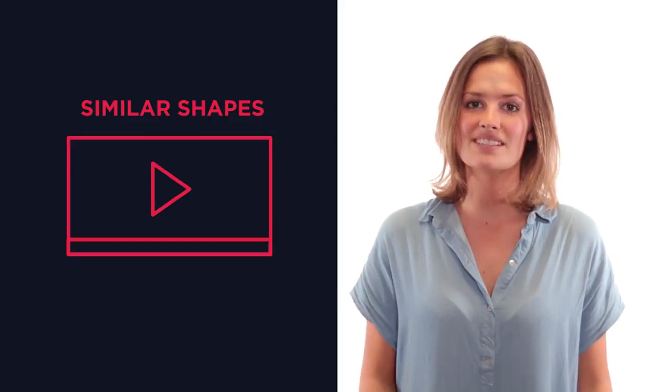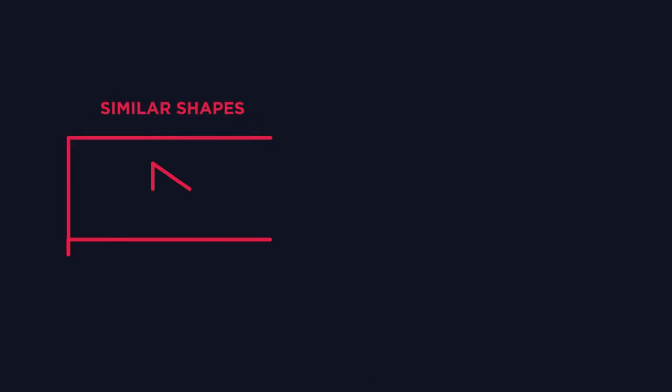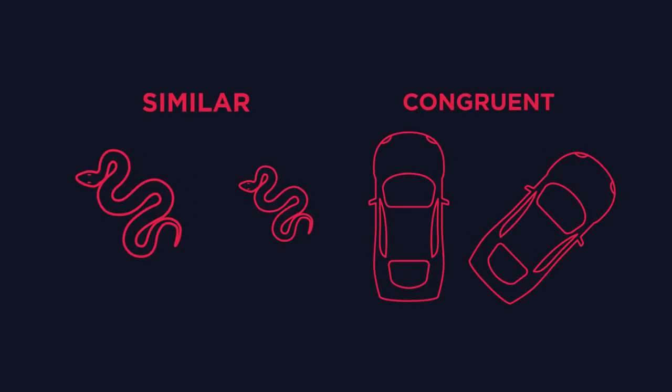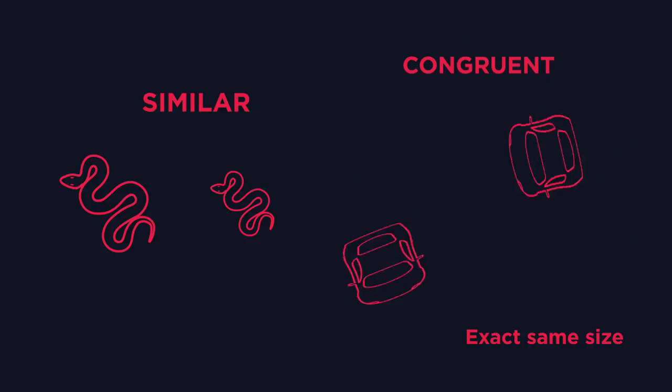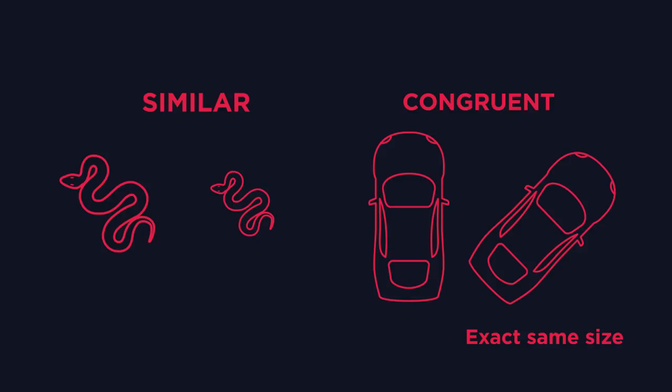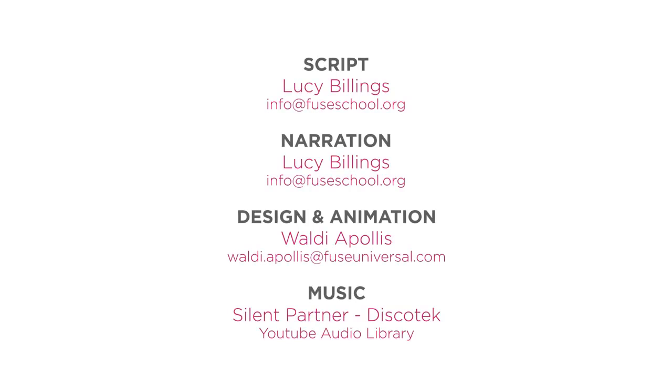In another video, we'll look at how to use similar shapes to make calculations easier. For now, you just need to remember that congruent shapes are the exact same size, but can be rotated, reflected, or moved. Congruent cars. Whereas similar shapes can also be different sizes. The sides are just increased or decreased by the exact same ratio. Scaly similar snakes.